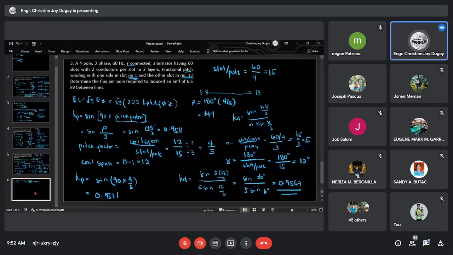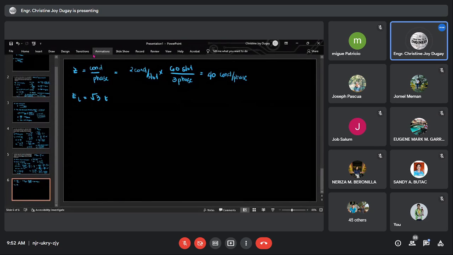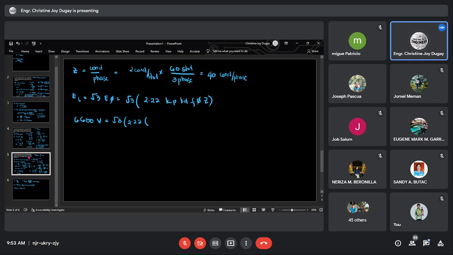Okay, so we may use now the formula. Ayan, i-direct ko na po siya, no? So, E-line po, since E-line ang given, so that is square root of 3 ng E-phase. Ang formula ng E-phase po natin is equal to 2.22 Kp Kd, frequency, flux, and Z, no? So, E-line po natin is 6.6 kV po ito, ha? So, isusulat na lang po natin siya in volts, which is 6,600 volts. That is equal to square root of 3 ng 2.22.